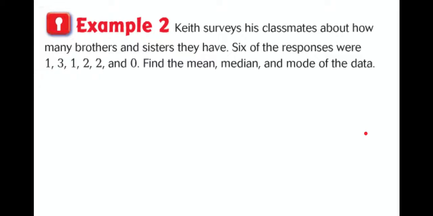All right, last example, it's Keith. His survey about his classmates, 6 people responded, and it's about how many brothers and sisters they have. So we have 1, 3, 1, 2, 2, and 0. So we found the mean last week. We're going to find the median and mode now.